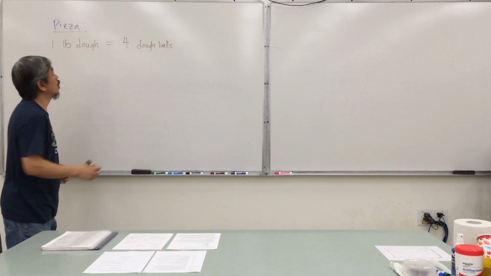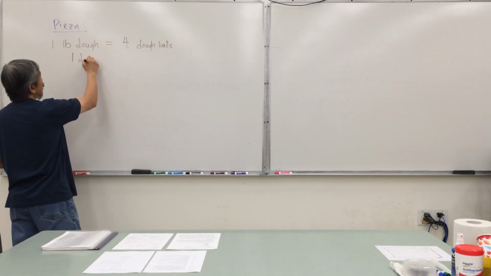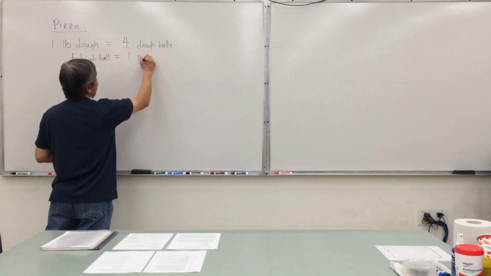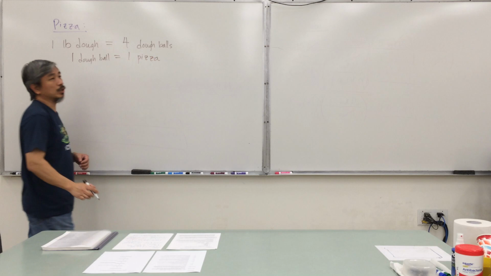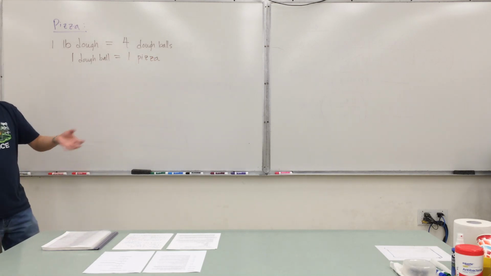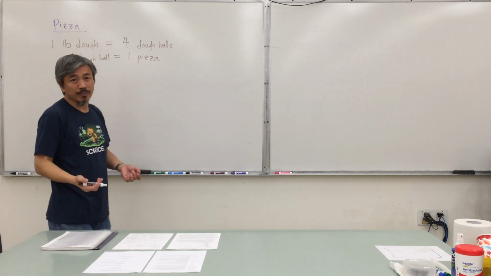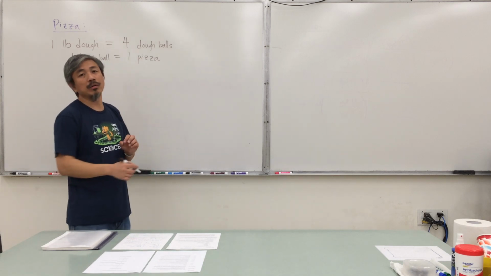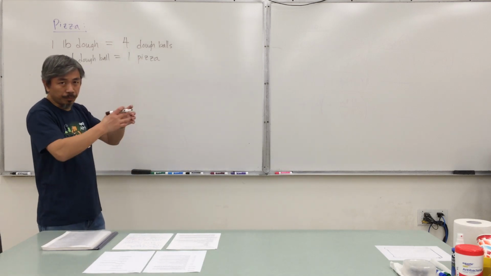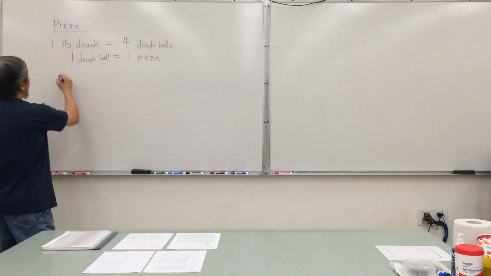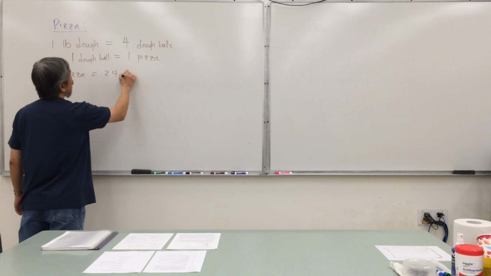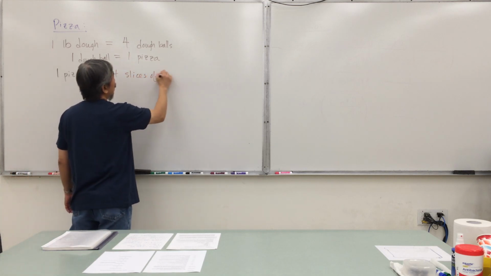So 4 dough balls. So 1 dough ball basically gives me 1 pizza. So that gives me the crust of my pizza. Of course, nobody just wants to eat the crust, so we need something else to put on there. Instead of looking at everything, I'm just going to look at one thing I'm going to put on there. I'm going to put on pepperoni, little pepperoni slices. So let's assume that for every 1 pizza, I'm going to go ahead and put 24 slices of pepperoni.